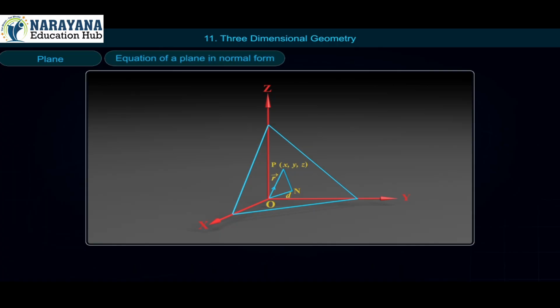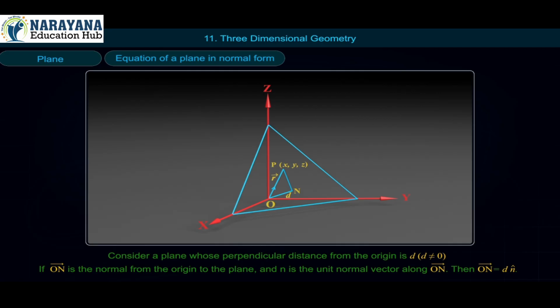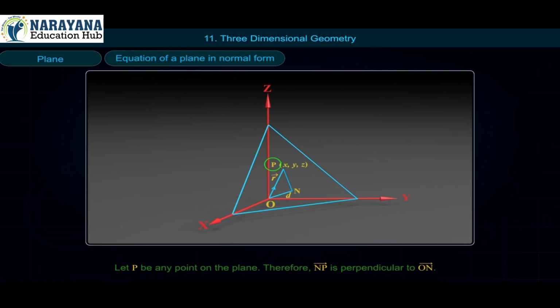Equation of a plane in normal form. Consider a plane whose perpendicular distance from the origin is d, where d is not equal to 0. If vector ON is the normal from the origin to the plane and n cap is the unit normal vector along vector ON, then vector ON is equal to d n cap. Let P be any point on the plane. Therefore, vector NP is perpendicular to vector ON. Therefore, vector NP dot vector ON is equal to 0.